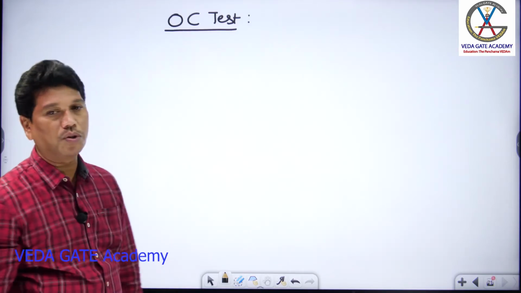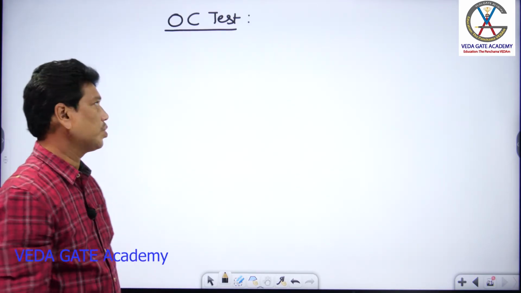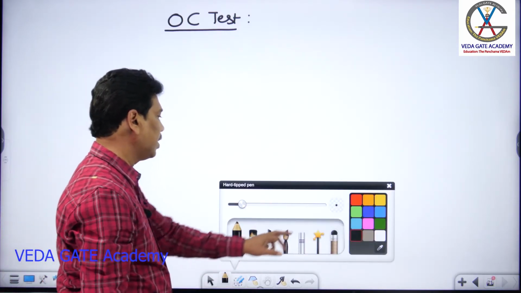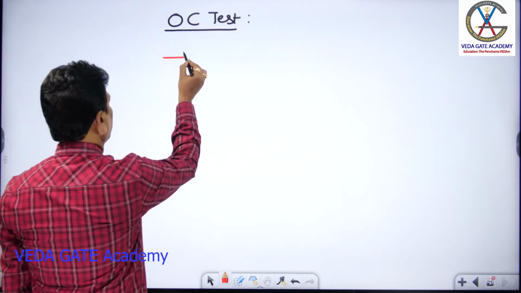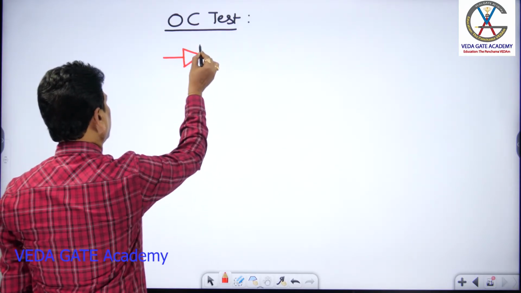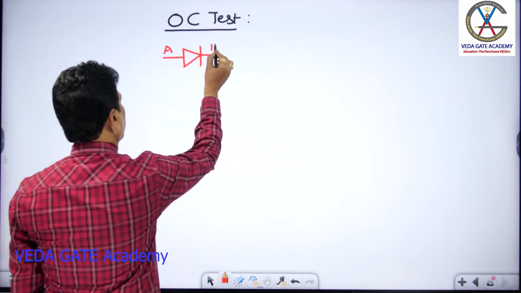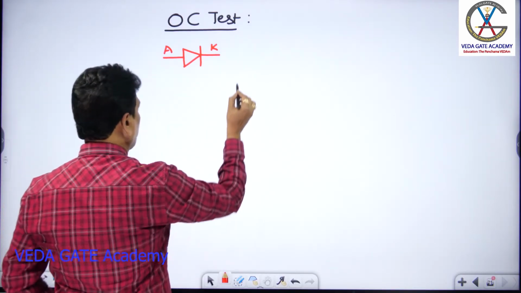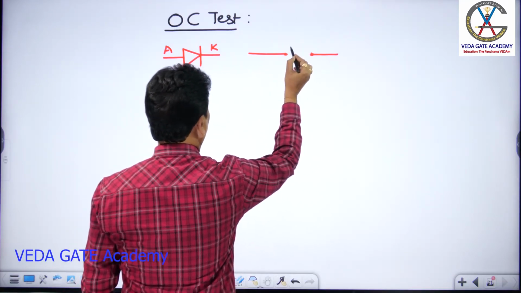I can go for the OC test. OC test stands for open circuit test. In this OC test, the given diode is considered as open. This is the diode, anode and cathode, so the given diode should be open. Now this is the open body. The diode is considered as open.